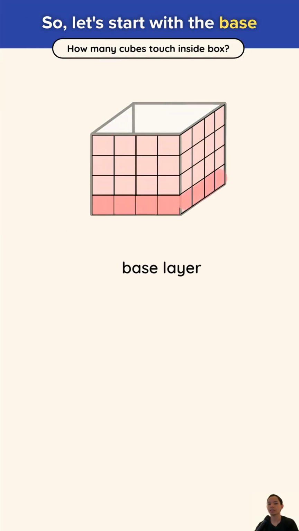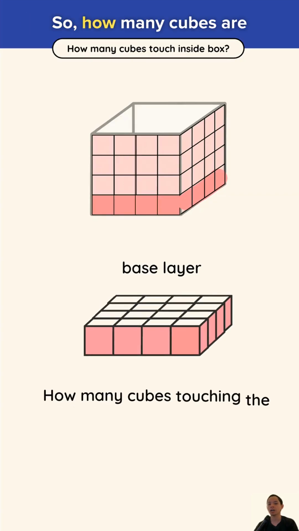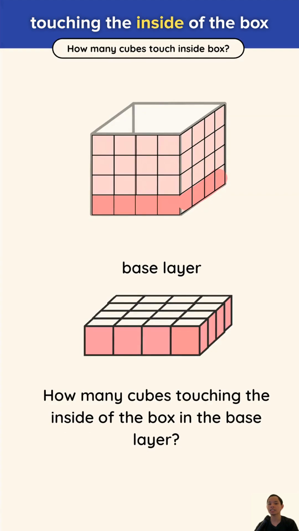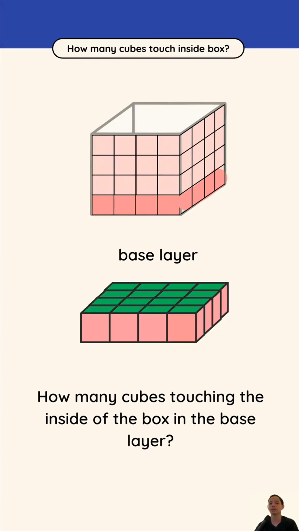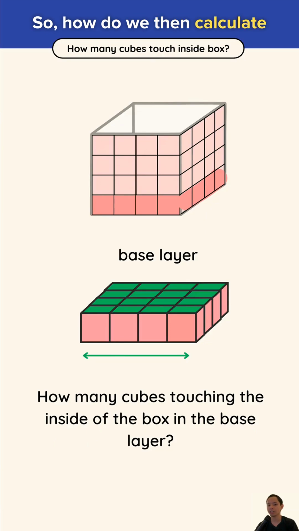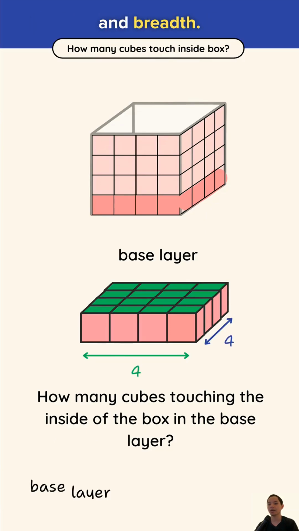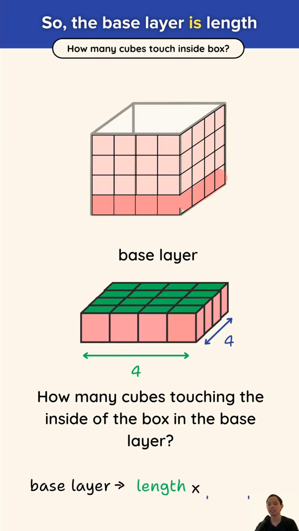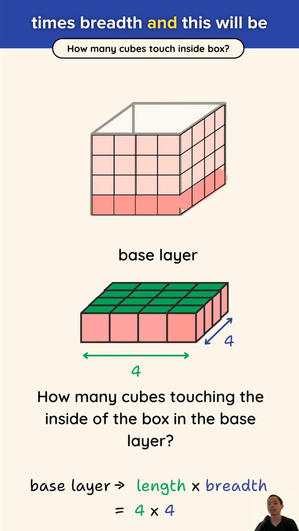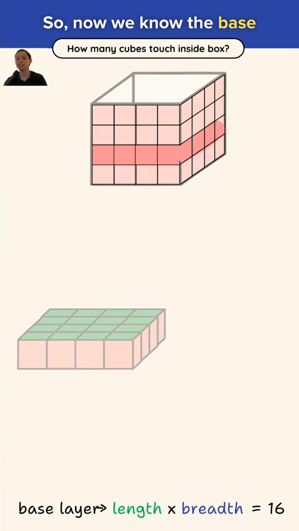So let's start with the base layer, which is the bottom layer over here. So how many cubes are touching the inside of the box in the base layer or bottom layer? So in this case, if you say all of the cubes, then you are right. So how do we then calculate all of the cubes? We basically get the length and breadth. So the base layer is length times breadth, and this will be equal to 16. So now we know the base layer.